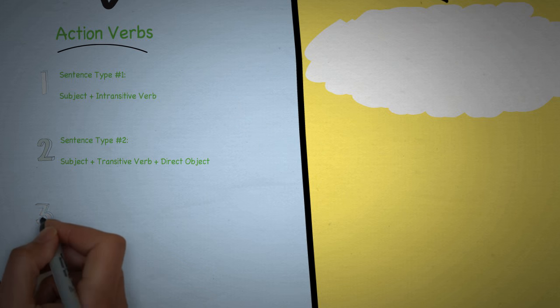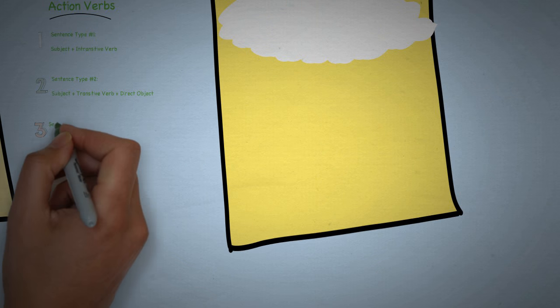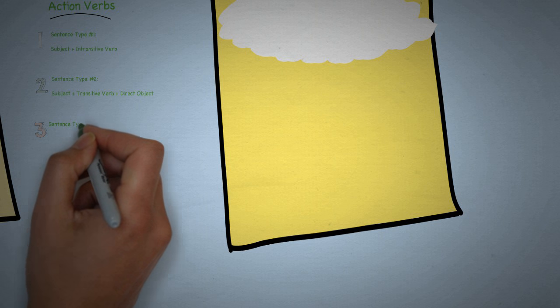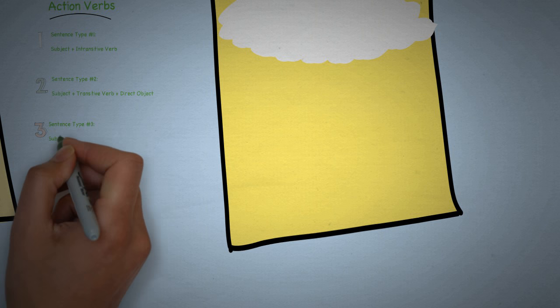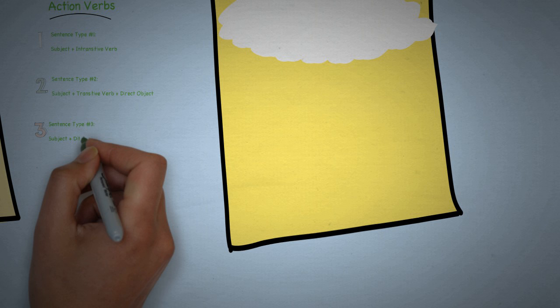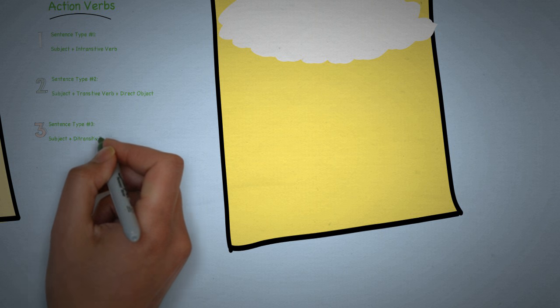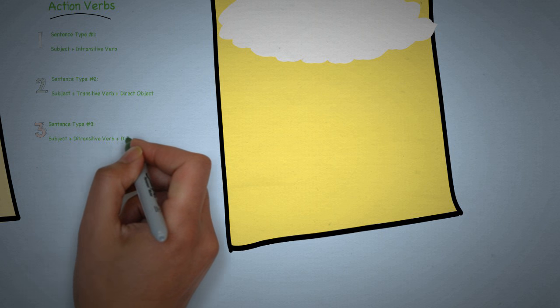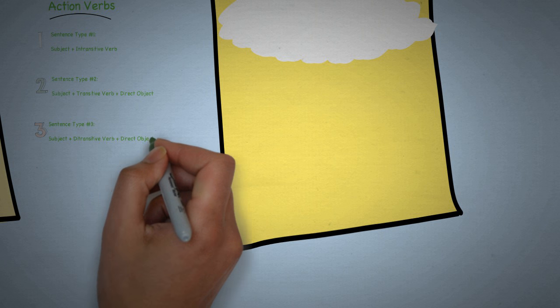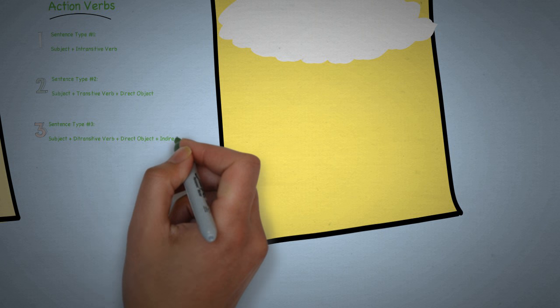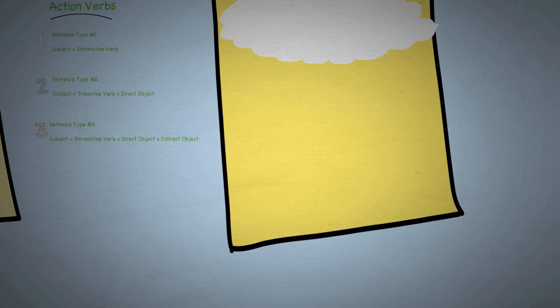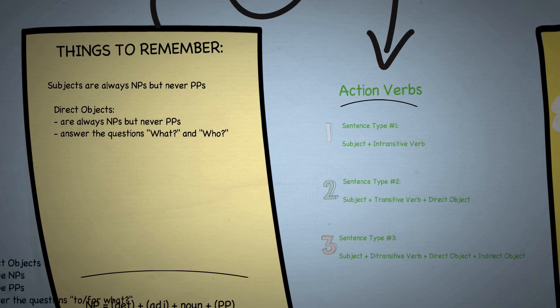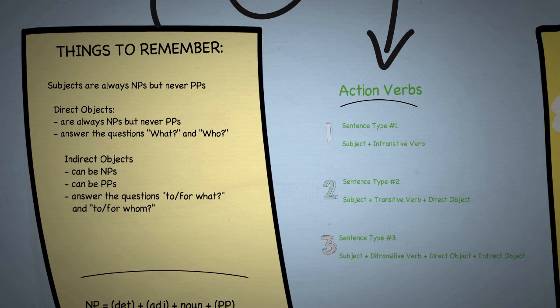There are times when an action verb actually has 2 different objects following it. In that case, we call it a ditransitive verb and say that it has both a direct object and an indirect object. This is sentence type 3. It's a subject, followed by a ditransitive verb, followed by a direct object, followed by an indirect object.